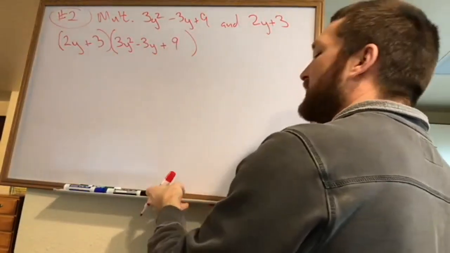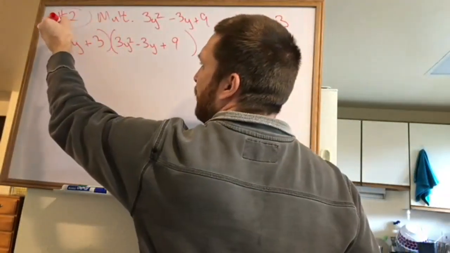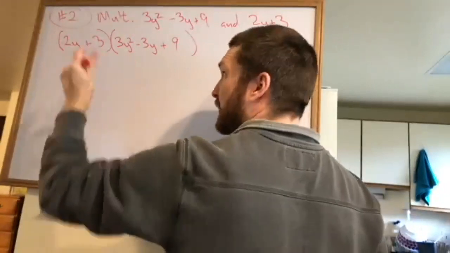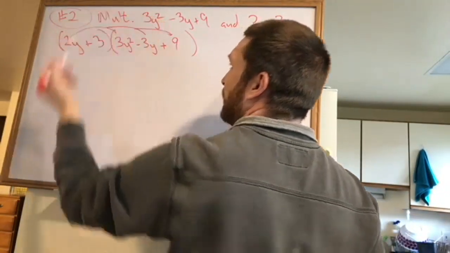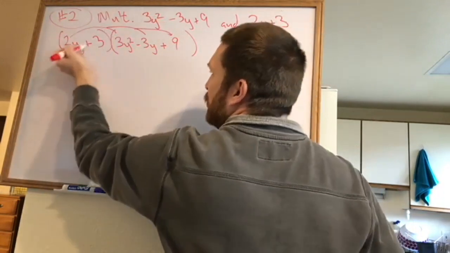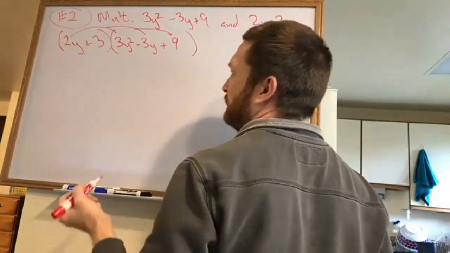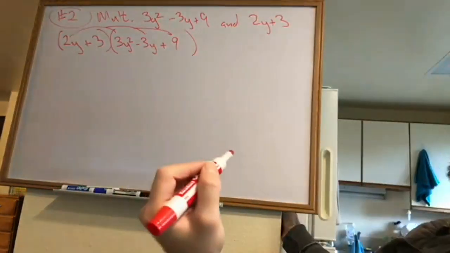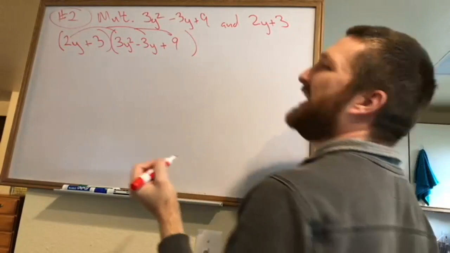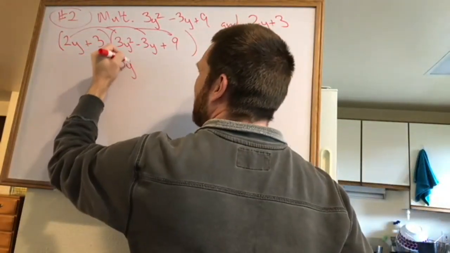Now, double distribute. So I'm going to start with the left one. I'm going to start with the big power and go big, second big, third big. And so what is 2y times 3y squared? 6y to the third. 6y to the third. Agree.